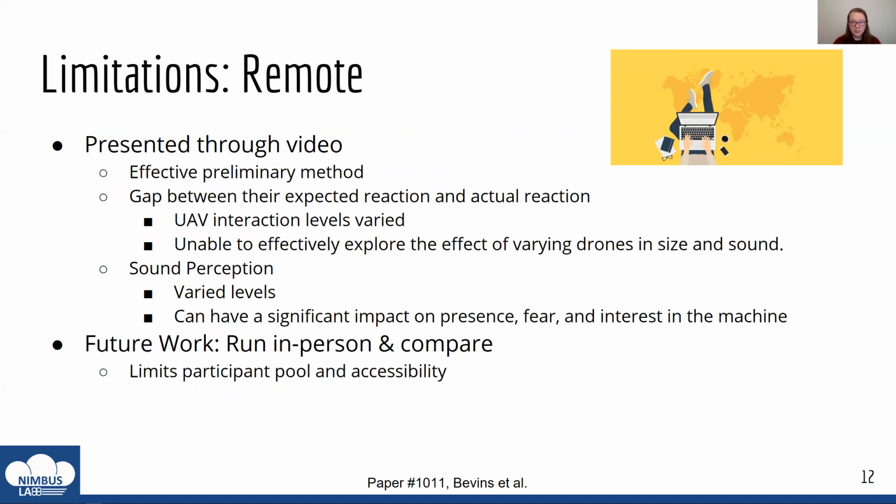Briefly talking about the limitations, the main limitation of this work was that it was presented remotely through video. Video is an effective preliminary method of gathering information about how people would expect to respond, but it's not fully effective for seeing how they may actually respond. Since there were minimal restrictions to who could participate, it's possible that many of the participants have never interacted with a UAV before. This could potentially create a gap between their expected reaction and their actual reaction.